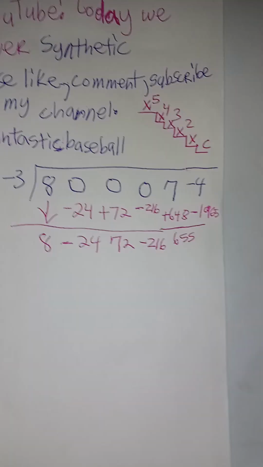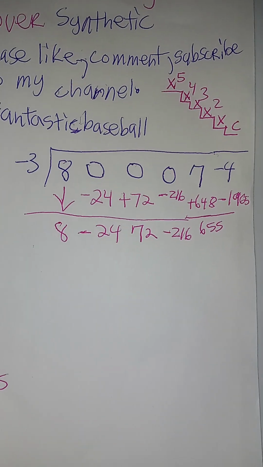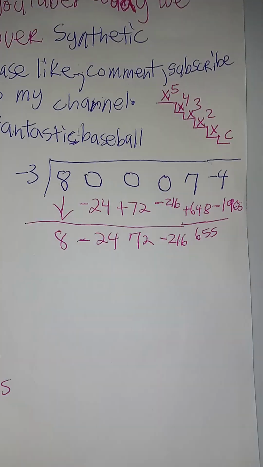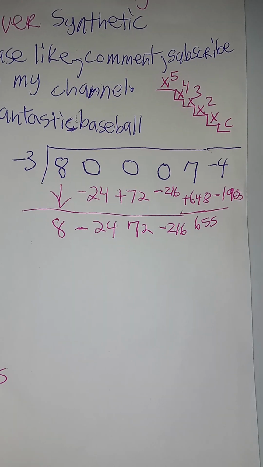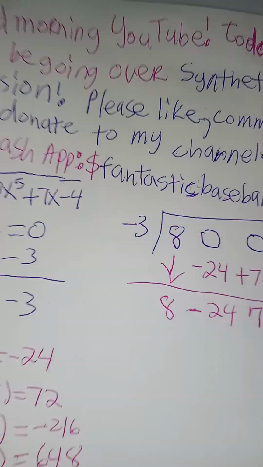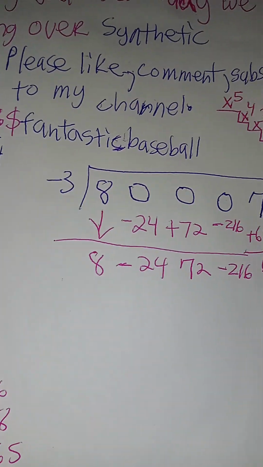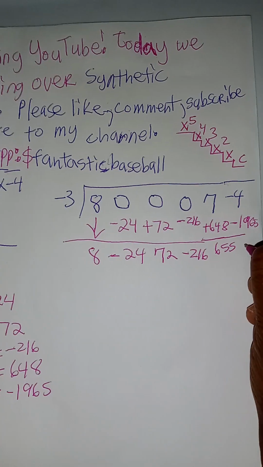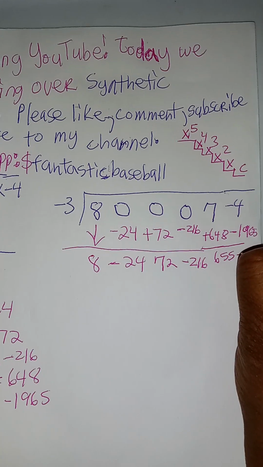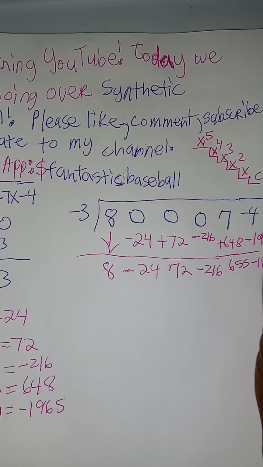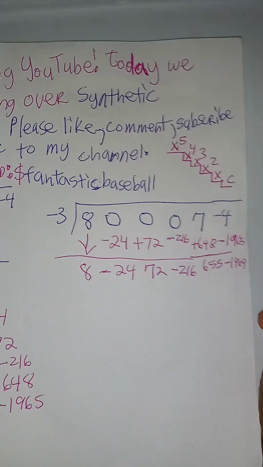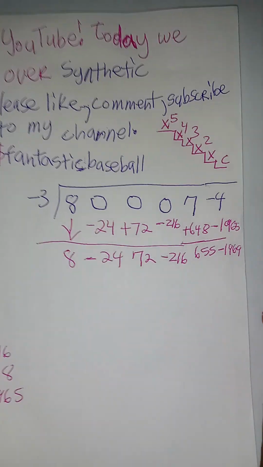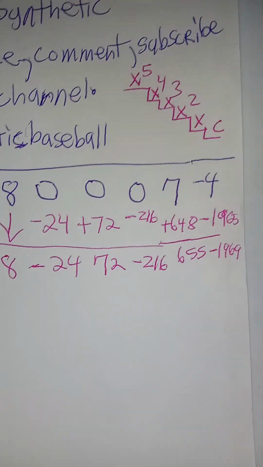Let's look at this closely here. It did -4 minus 1965. So we are going to get more negative here, and it will give us -1969. We'll zoom in right there.